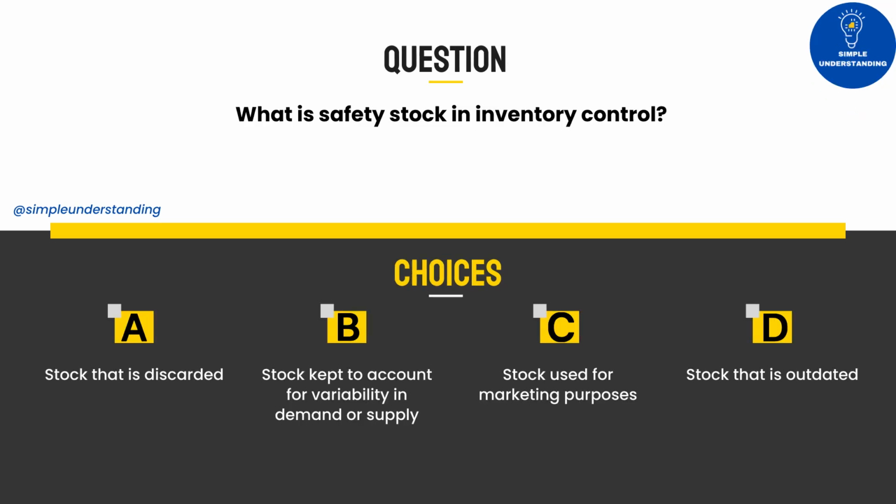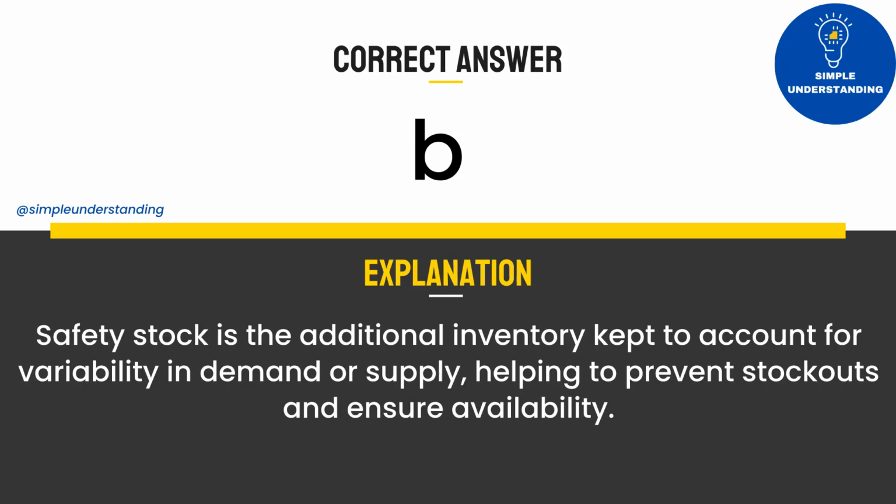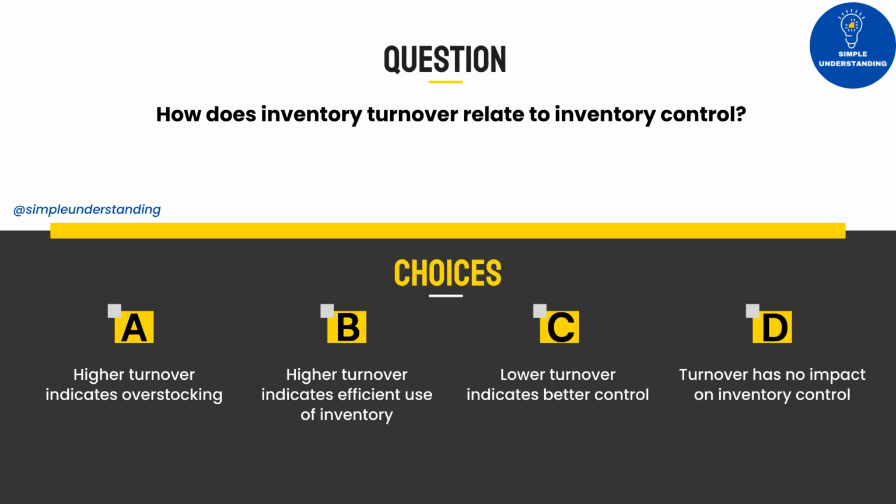3. What is safety stock in inventory control? A. Stock that is discarded. B. Stock kept to account for variability in demand or supply. C. Stock used for marketing purposes. D. Stock that is outdated. Correct answer: B. Overall explanation. Safety stock is the additional inventory kept to account for variability in demand or supply, helping to prevent stockouts and ensure availability. 4. How does inventory turnover relate to inventory control?